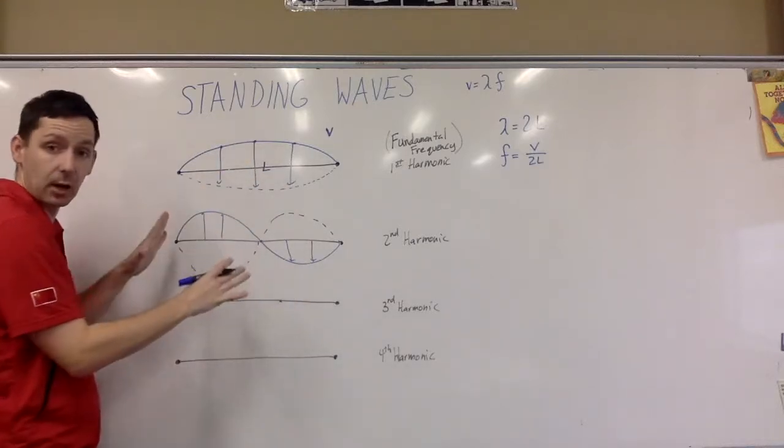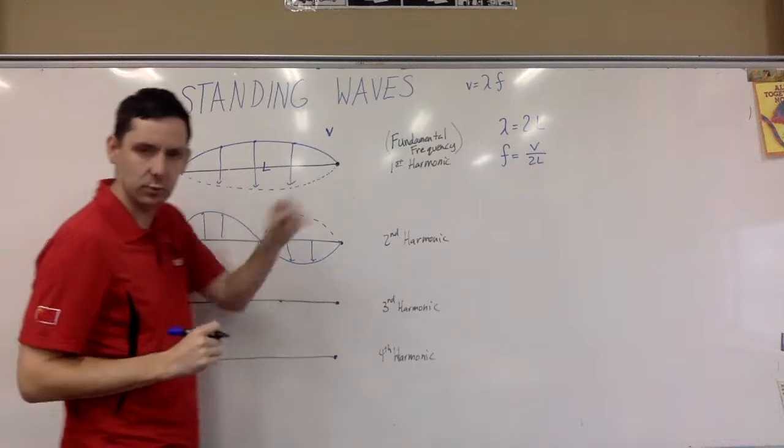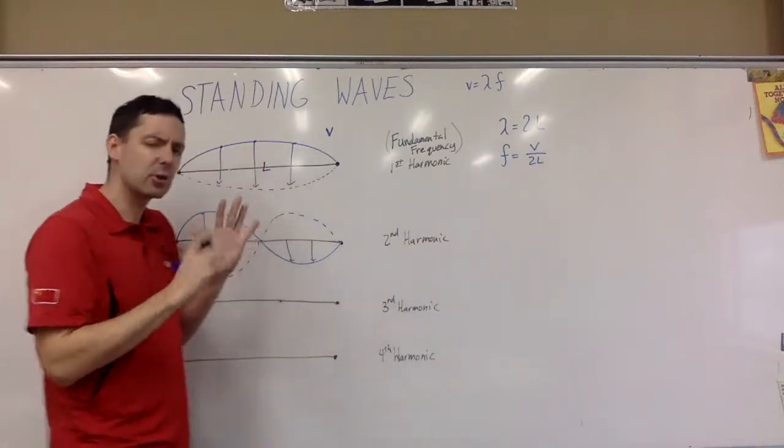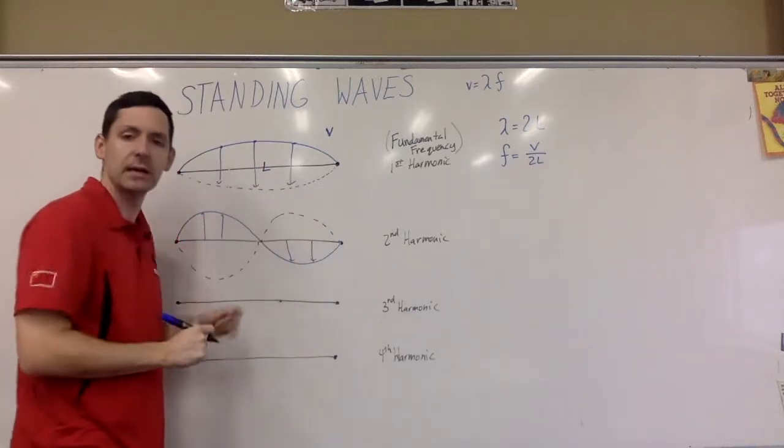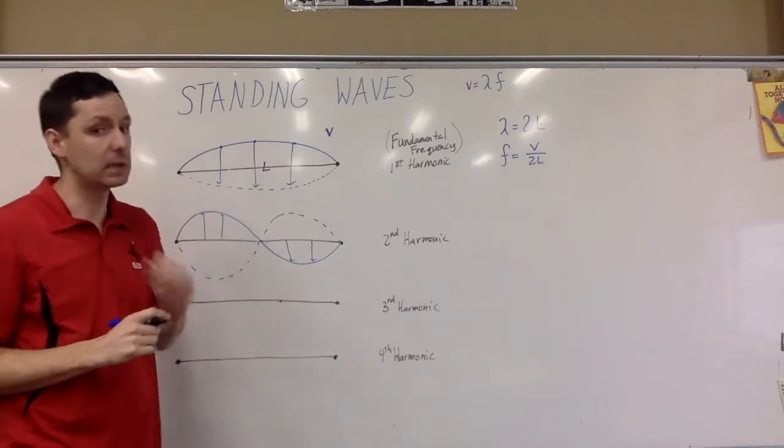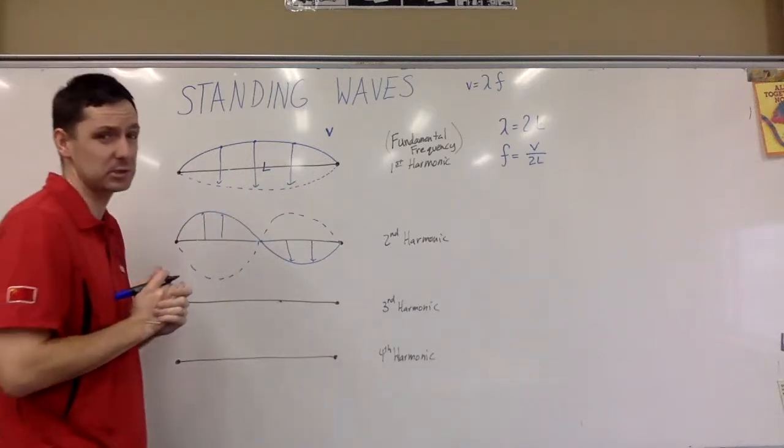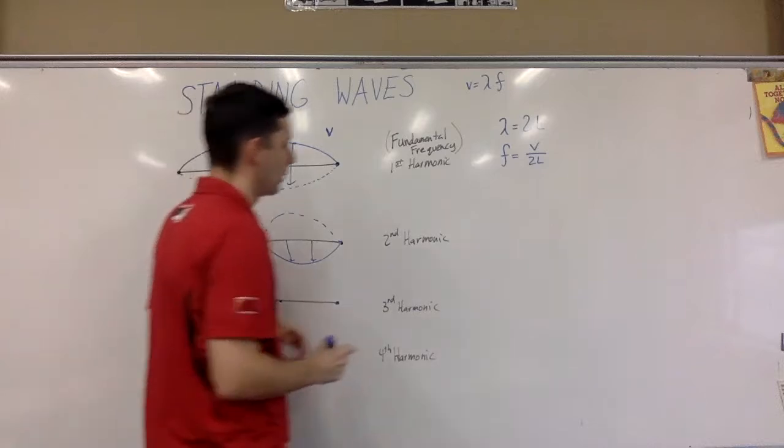Now, this is our second harmonic. It's our second harmonic for reasons that we'll discuss in just a minute. Right now, it's okay to say, well, I've got two antinodes, all right? That makes sense for a string. It won't make as much sense when we start to look at the pipes in just a minute. But this is our second harmonic.